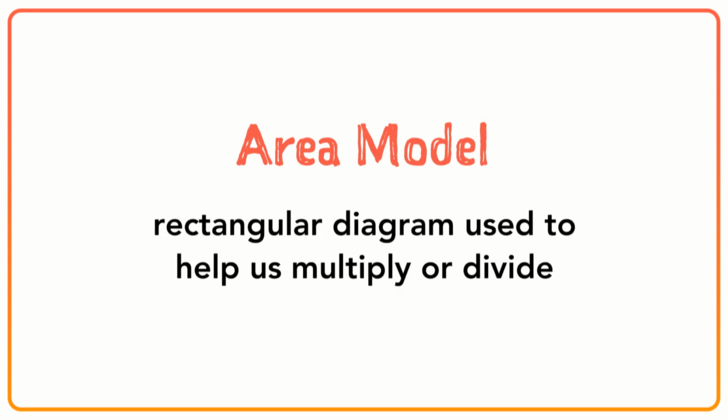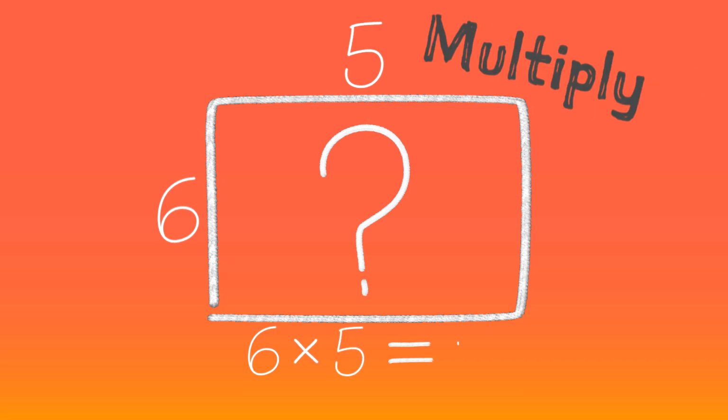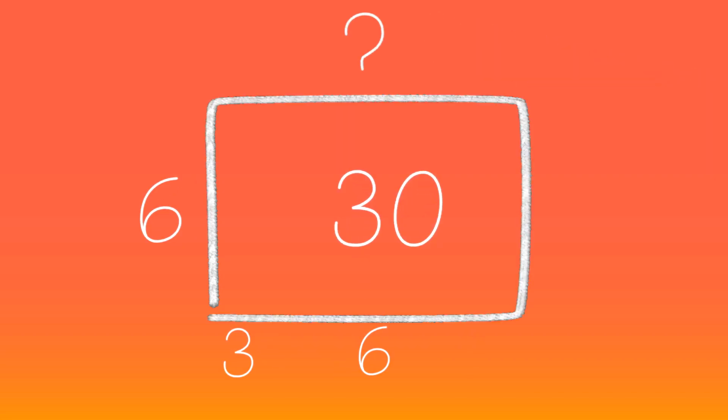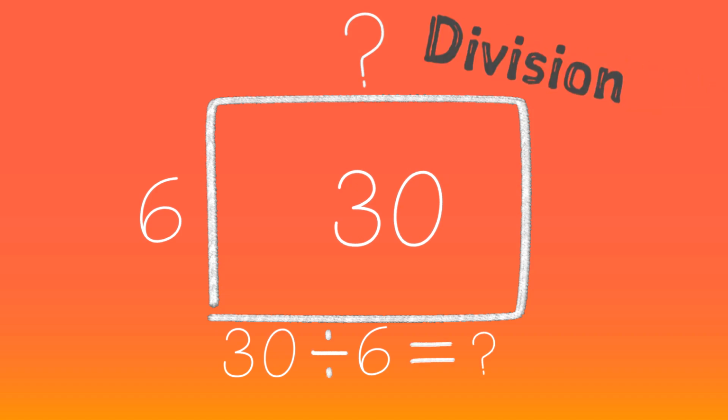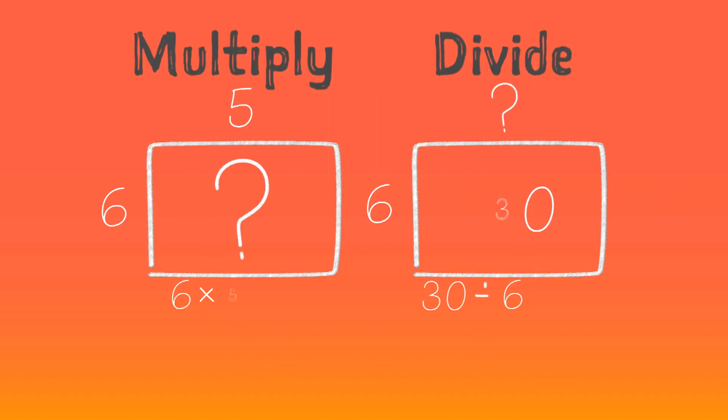An area model is a rectangular diagram used to help us multiply or divide. You may be familiar with using area models when multiplying two numbers to find an area. This same strategy can be used to divide. After all, multiplication and division are inverse properties of each other. In other words, they undo each other.